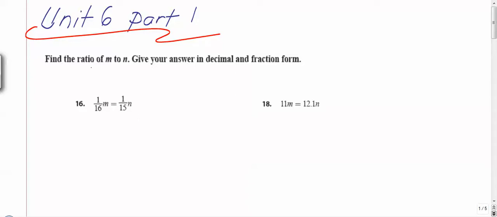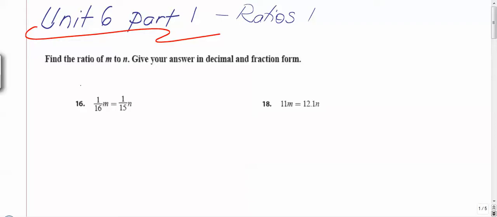We're talking about ratios, right? Yesterday in class, we covered the basics. We solved a few problems. This video should help you move on and should help you to solve more ratio problems, right?